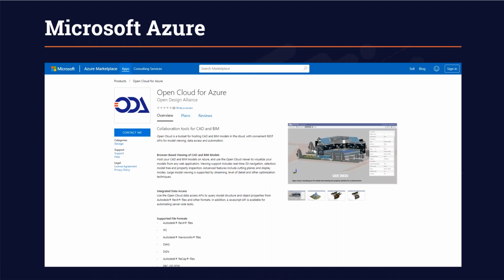You can find our page on Azure Marketplace for everyone who is interested, and thus it's possible to leverage all the benefits of OpenCloud through Azure, or all the benefits of Azure through OpenCloud, whatever you like.